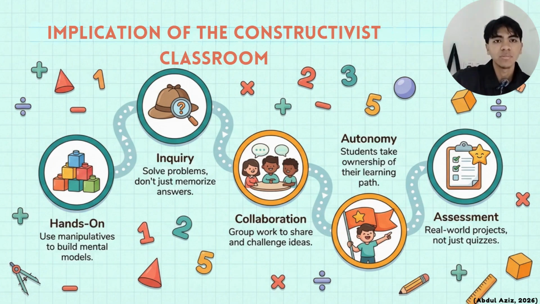Then comes autonomy. At this stage, pupils begin to take ownership of their learning. They make decisions, test ideas independently, and gain confidence in their own abilities. This sense of independence is a key outcome of constructivist learning. Finally, assessment is carried out through meaningful tasks rather than just written quizzes. We assess pupils based on how well they apply fraction concepts in real-life or practical situations, which gives a more accurate picture of their understanding.